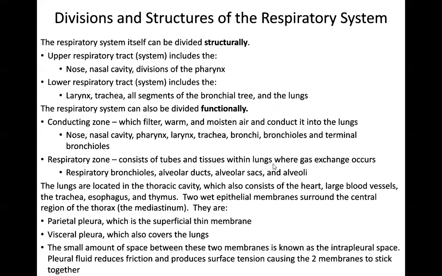Inside of our lungs are these millions upon millions of alveoli, but surrounding them are two wet epithelial membranes that affect the ability of our lungs to expand and inflate and then deflate in order to allow us to breathe in and out. The two membranes are what we call a parietal pleura and a visceral pleura. The parietal pleura is a thin superficial membrane that lines the thoracic cavity, and a visceral pleura covers each lung.